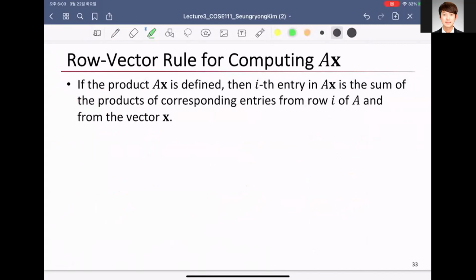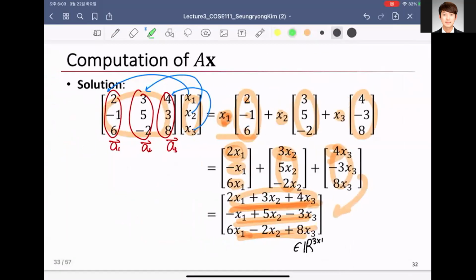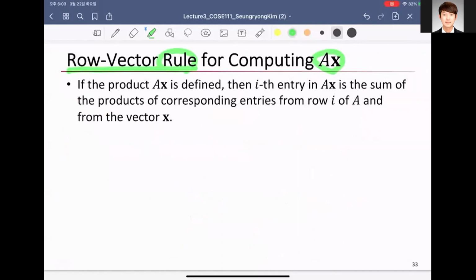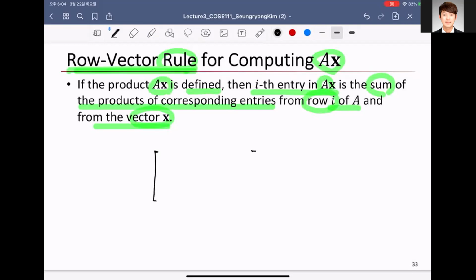So we will introduce the row vector rule for computing Ax. Here we just treat A times x as a 3 by 1 vector, right? Then let's talk about the systematic way to do that. It's very easy. Row vector rule: if the product Ax is defined, the ith entry in Ax is the sum of products of the corresponding entries from row i of matrix A and from the vector x. It's very confusing, so I can rewrite this one. Let's suppose matrix A and vector x here.